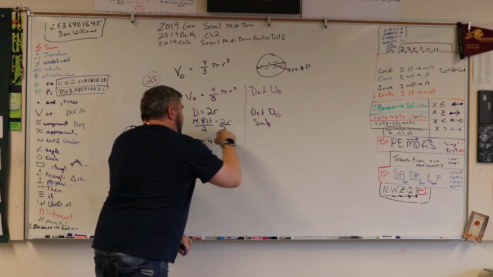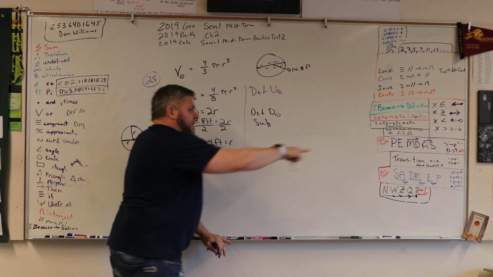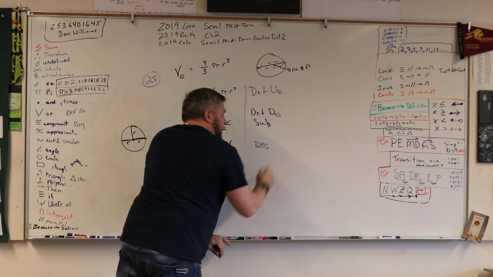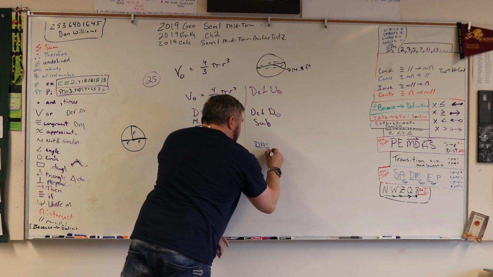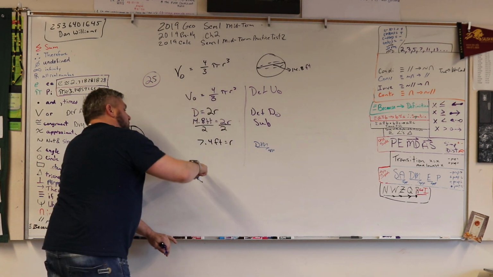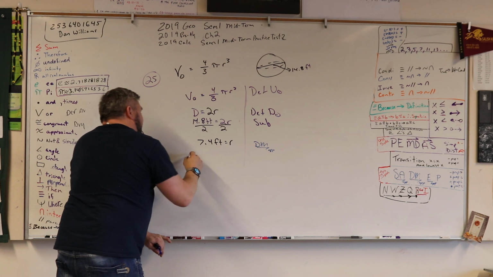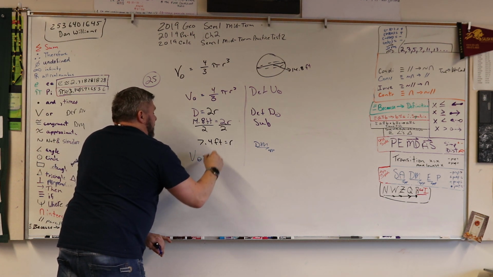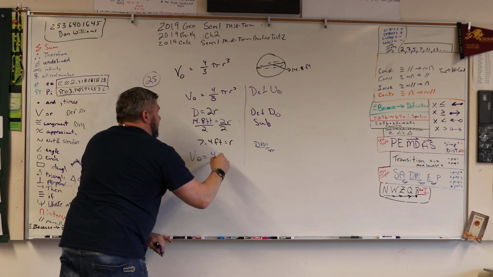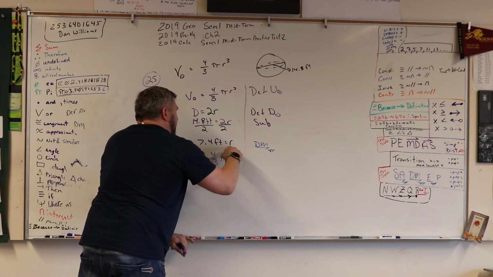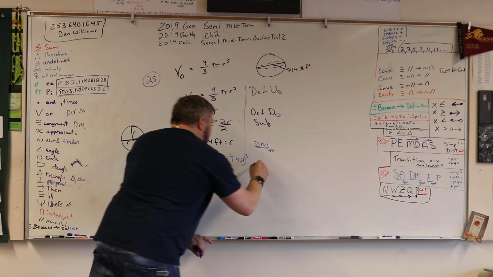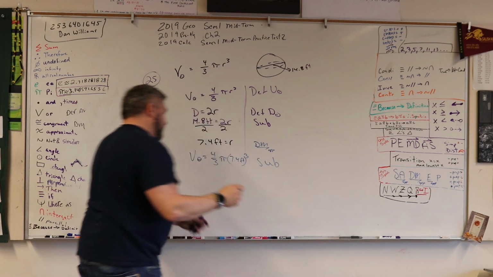So if I divide on both sides, right? The opposite. Now, once I plug it back in, then we're taking 4/3 of pi r, which is 7.4 feet, cubed, right? And that's substitution, yeah? Alright?